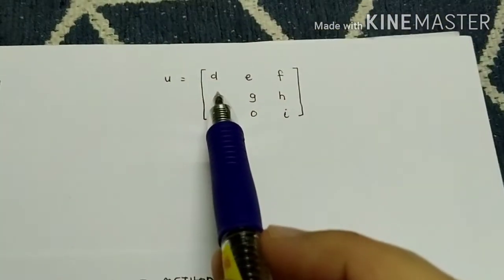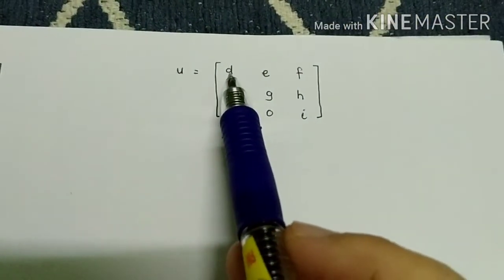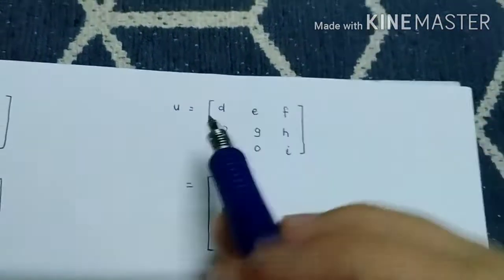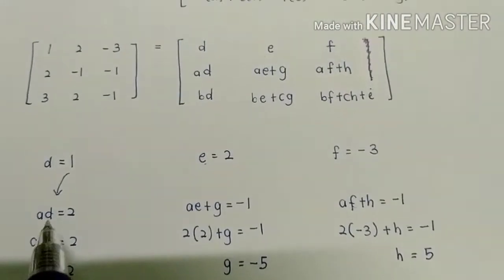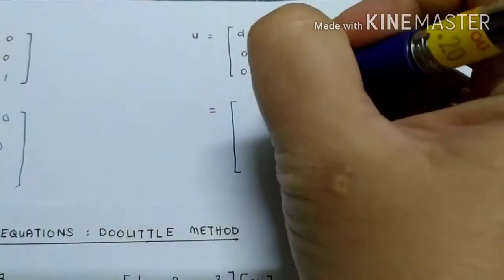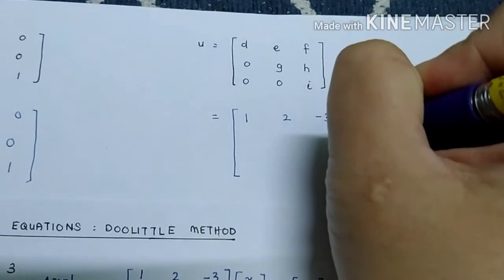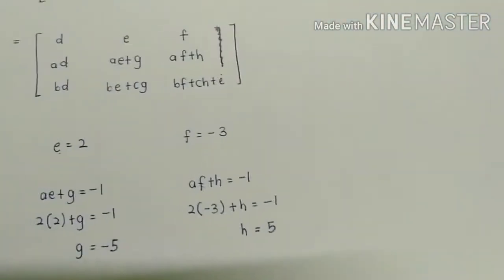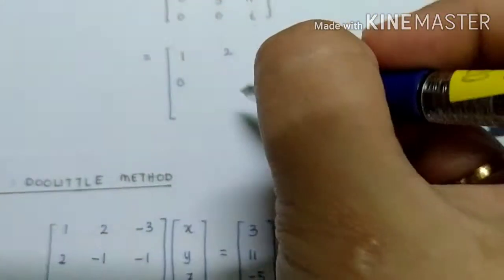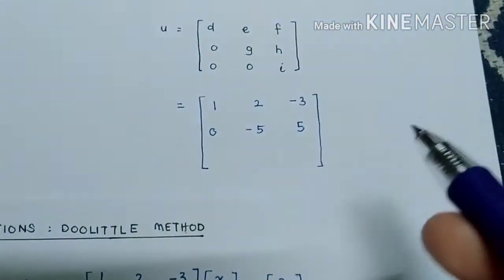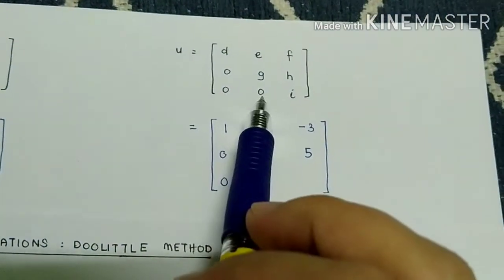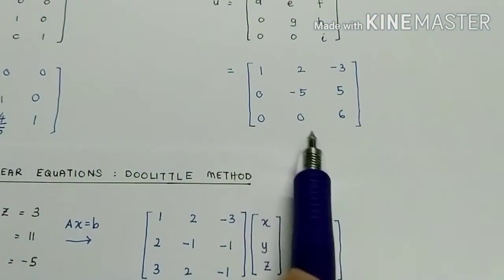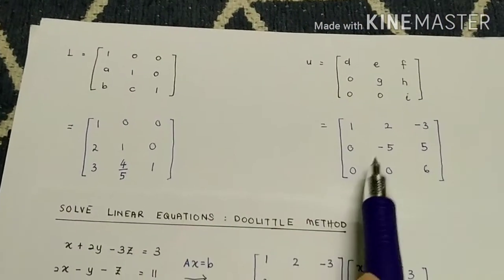And for matrix U, this is the general form: D E F, 0 G H, 0 0 I. So we substitute. For the first row, we have D, E and F, which are 1, 2 and -3. Then we have 0, and G and H: our G is negative 5, H is 5. Then 0, 0 and I, and our I just now is 6. So this is matrix U. Matrix L and matrix U.